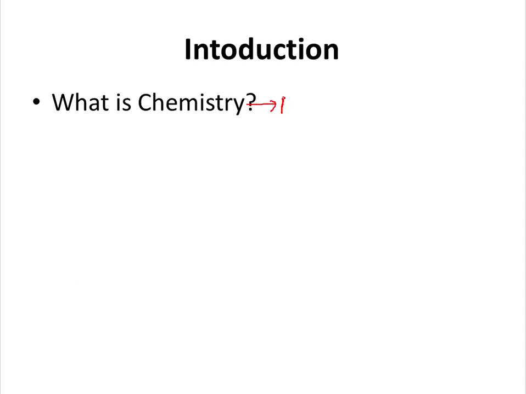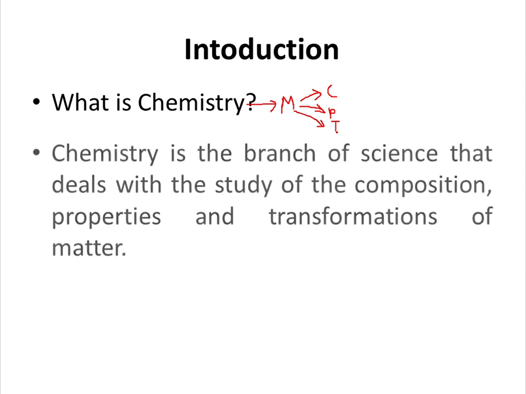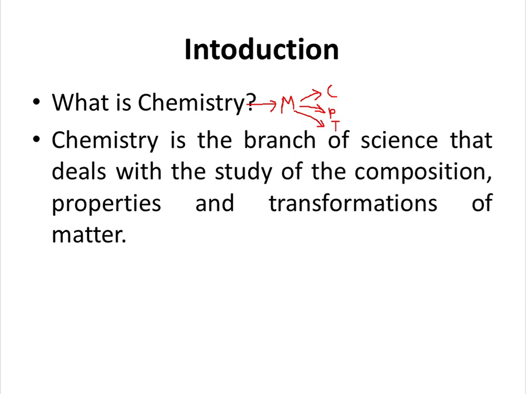And what do we study about matter, think about it. The things that we study about matter are its composition, what this matter is made up of, and then properties, what are the properties of the particular matter. And the third one is transformations, means how this matter can be changed, how the properties of this matter can be changed, and how this matter can undergo change to form another matter. These are the things that we study in chemistry, right?